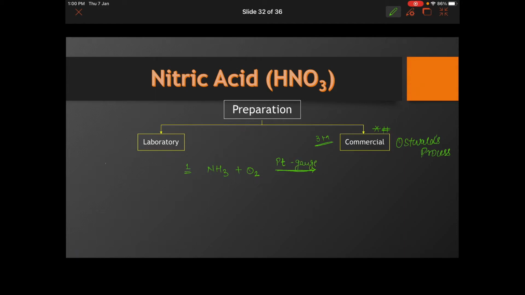Now what is gauge? Gauge is simply, if I have to tell you in Hindi, jali, sieve, right? That is basically gauge. So platinum gauge is taken, heated to a temperature of 500 Kelvin, keeping 9 bar as the pressure. Conditions are very important, so please make sure. What we get over here is NO and H2O. NO is known as nitric oxide. Again, we have talked about this. This nitric oxide is very unstable.